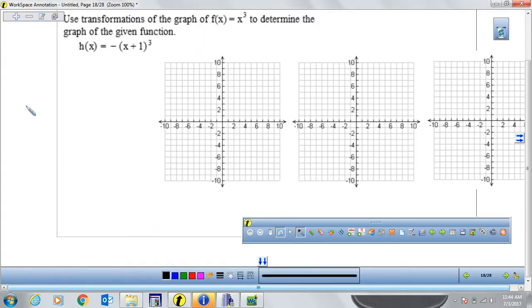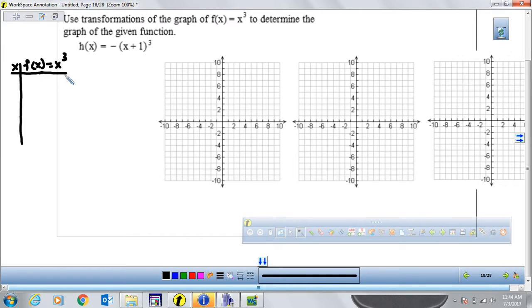So the first thing we're going to start doing here is we're going to create the table for the function f of x. This function is going to be given by x cubed. So for the table, we're going to use again negative 2, negative 1, 0, positive 1, and positive 2.